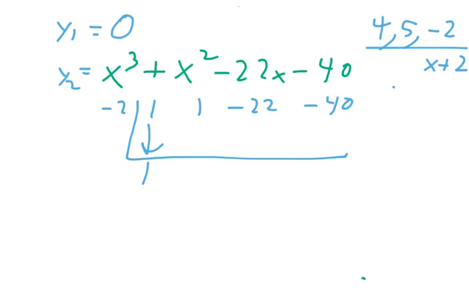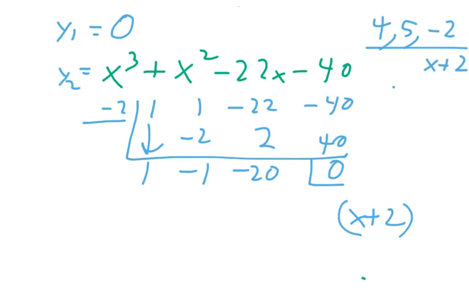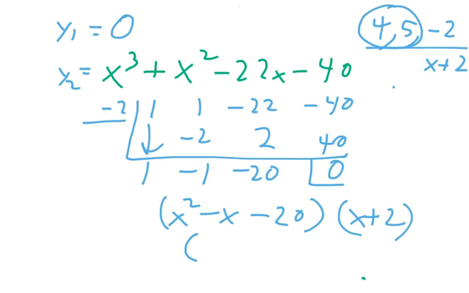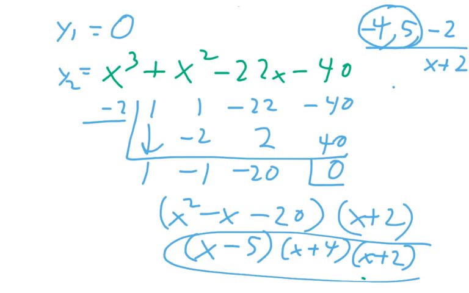So 1 brings down, negative 2 is negative 1, and then this is positive 2, which is negative 20, and positive 40, which is 0. And so because this is minus 2, we know the factor is x plus 2. And we're left with x squared minus x minus 20. And then, actually that should probably not be 4 and 5, it's x minus 5 and x plus 4. This was actually supposed to be a negative 4. And we have our answer.